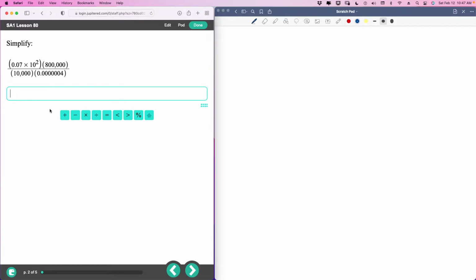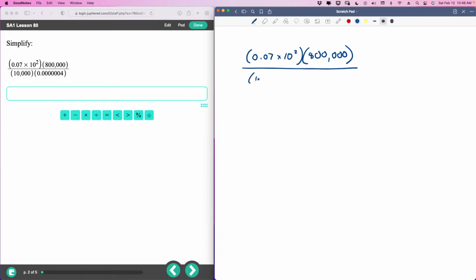First, let's solve this before we try to type it in. Okay, so we have 0.07 times 10 squared, 800,000, and then 10,000.